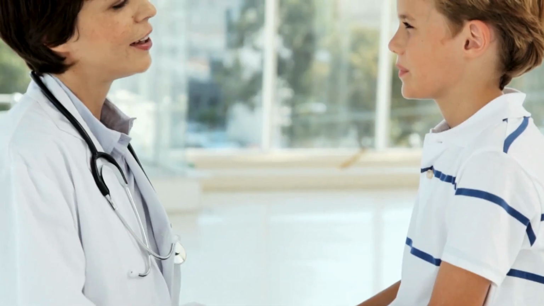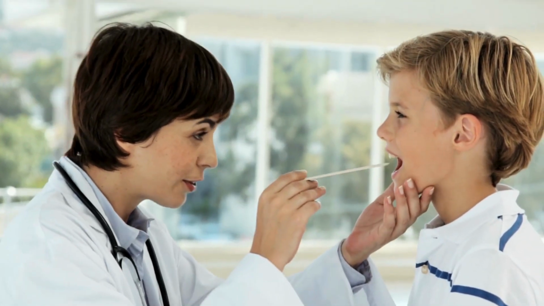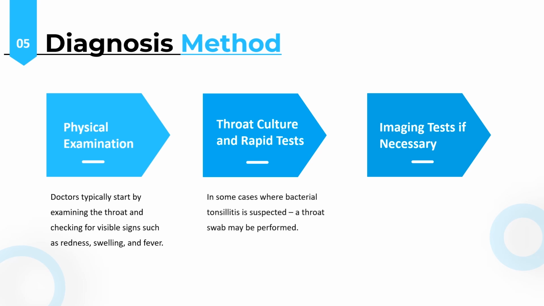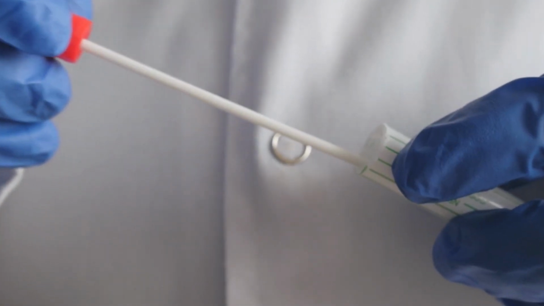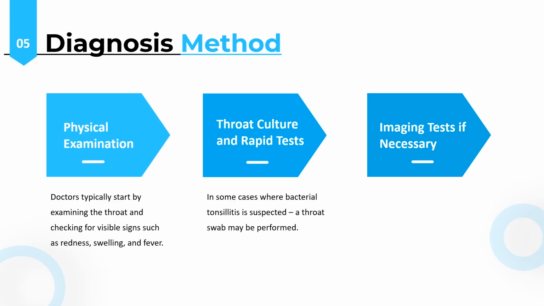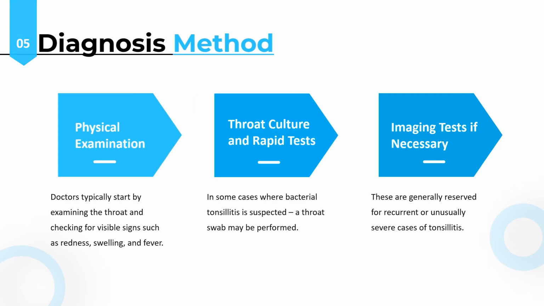Physical examination involves doctors examining the throat and checking for visible signs such as redness, swelling, and fever. Throat culture and rapid tests. In some cases where bacterial tonsillitis is suspected, a throat swab may be performed. Rapid antigen test detects antigens, substances that trigger an immune response from group A Streptococcus. In rare and severe cases, when complications like peritonsillar abscesses or deep tissue infections are suspected, doctors may order imaging tests to get a clearer picture. These are generally reserved for recurrent or unusually severe cases of tonsillitis.